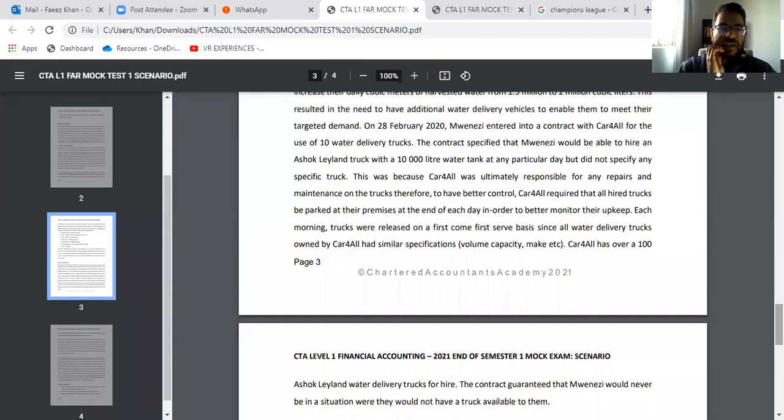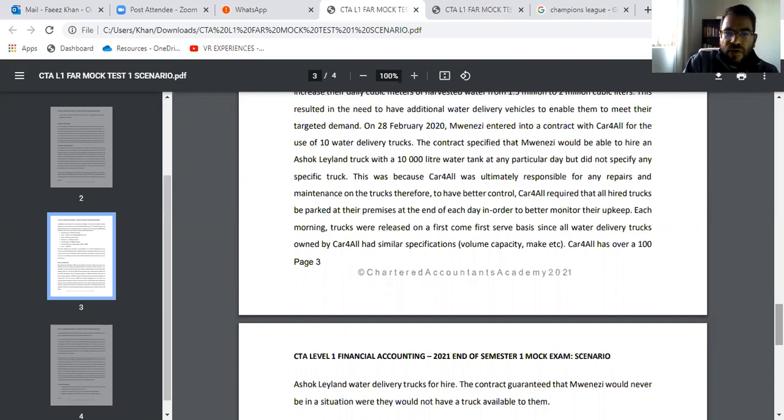Okay, so what you can see now is that there is a contract in place. An agreement is in place where Wenezi has a right to 10 water delivery trucks every single day. For how long? We can't see for how long now.